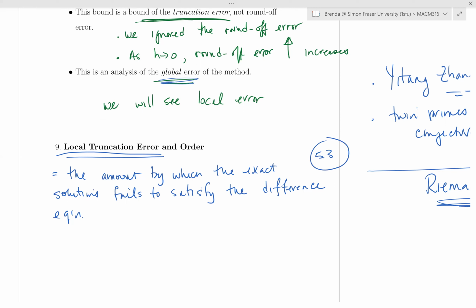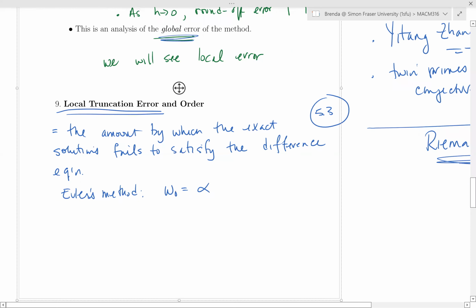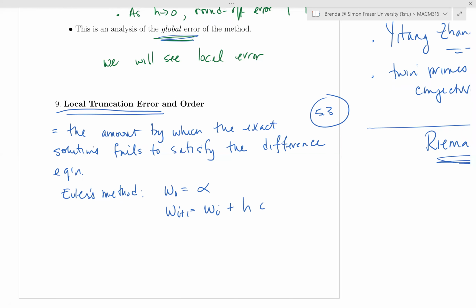So here's Euler's method. We have an initial condition, and we have an update rule. That h is our step size, and we have a function that depends on the independent variable at time i, and then the previous approximation.